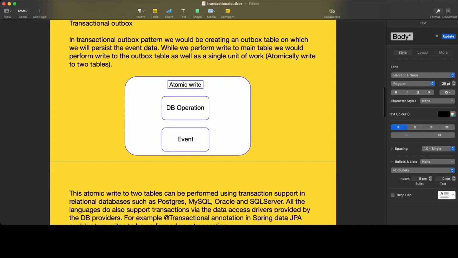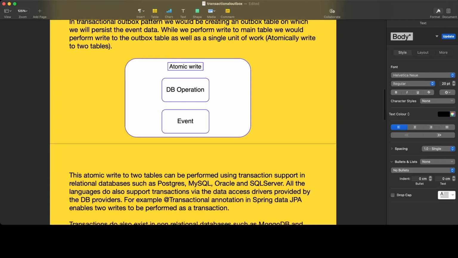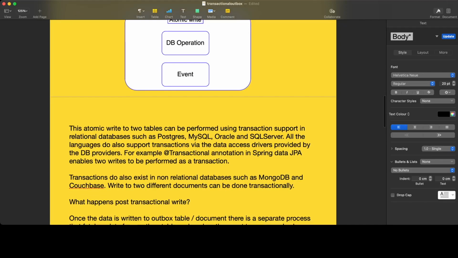So we can write to these two tables within a single transaction, which happens as one unit of work. Either the writes to both the order table and the outbox succeed, or both fail. So this can happen using a transaction. The atomic write to the tables is performed using transaction support, which is available in relational databases.